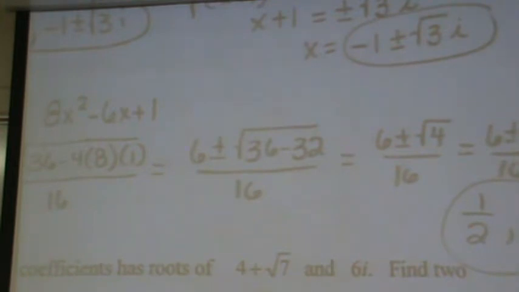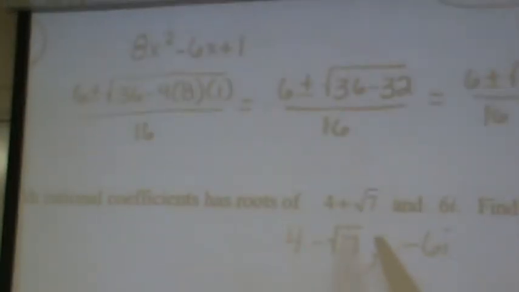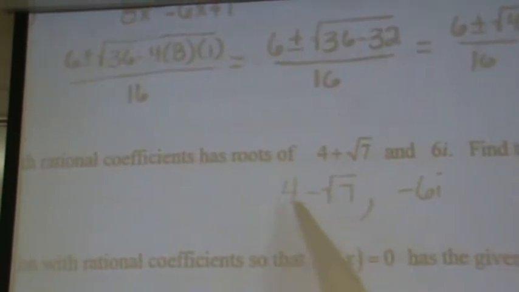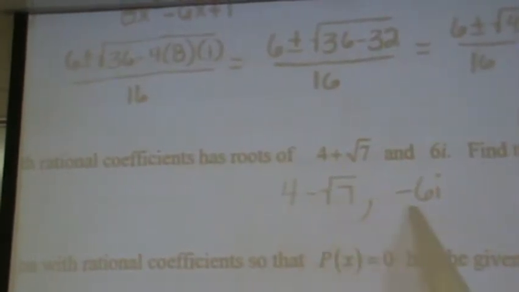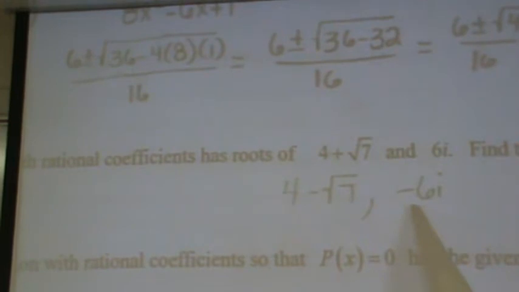Do you remember 11, when we talked about irrational and imaginary zeros? They came in what? Pairs. So the other two would be 4 minus root 7 and -6i. Number 12.